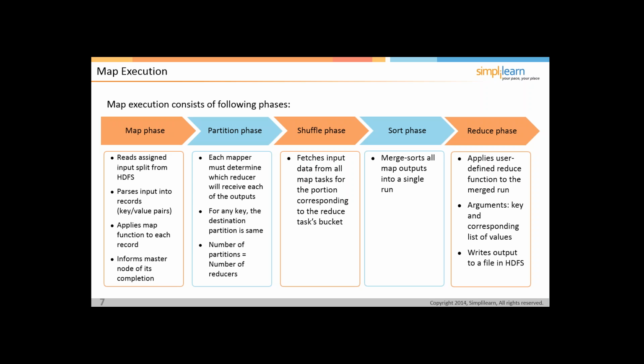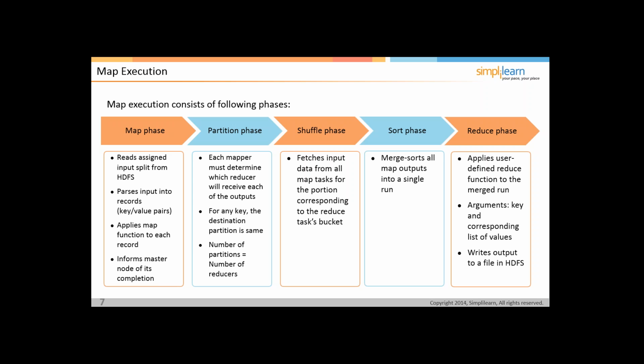This size can be tuned by changing the io.sort.mb property. When the contents of the buffer reach a certain threshold size, such as 80%, a background thread starts to spill the contents to disk. Map outputs continue to be written to the buffer while the spill takes place, but if the buffer fills up during that time, the map will block until the spill is complete.